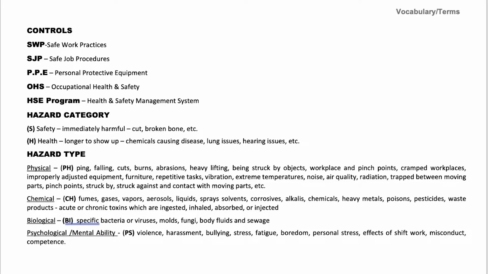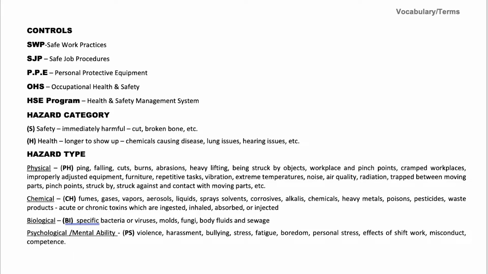There's physical, which we will symbolize by PH. This is things such as falling, cuts, burns, abrasions, heavy lifting, being struck by objects, vertical place, and pinch points, cramped workplaces, improperly adjusted equipment, furniture, repetitive tasks, vibration, extreme temperatures, noise, air quality, things such as that.